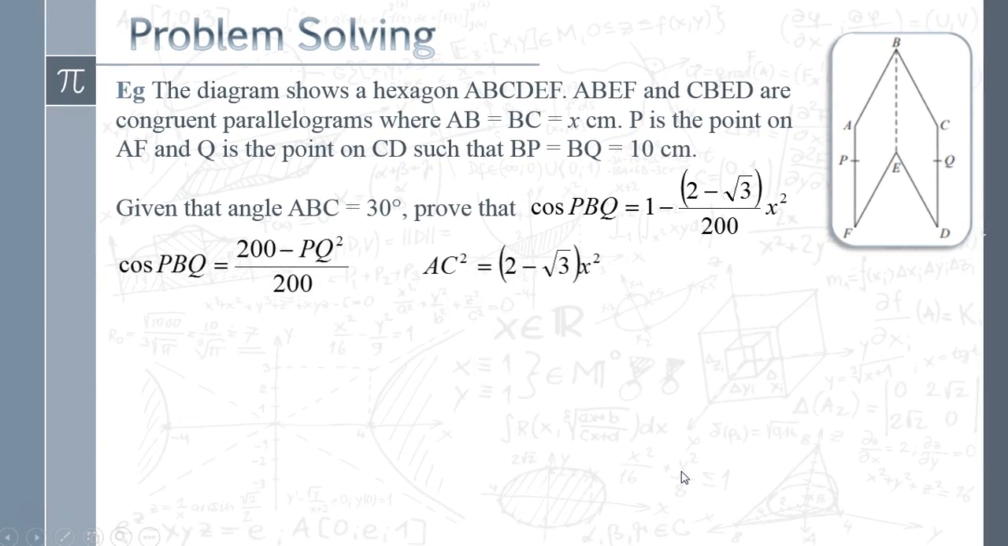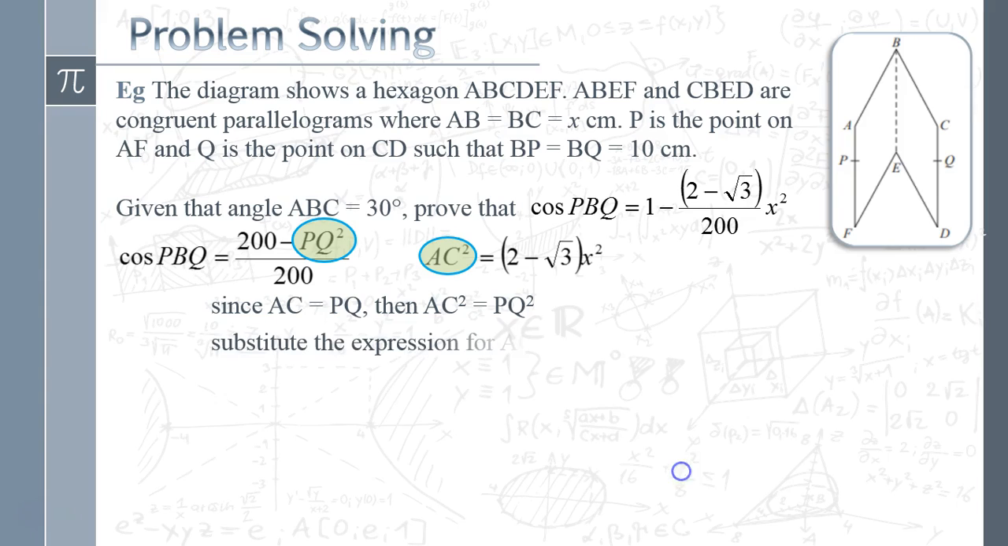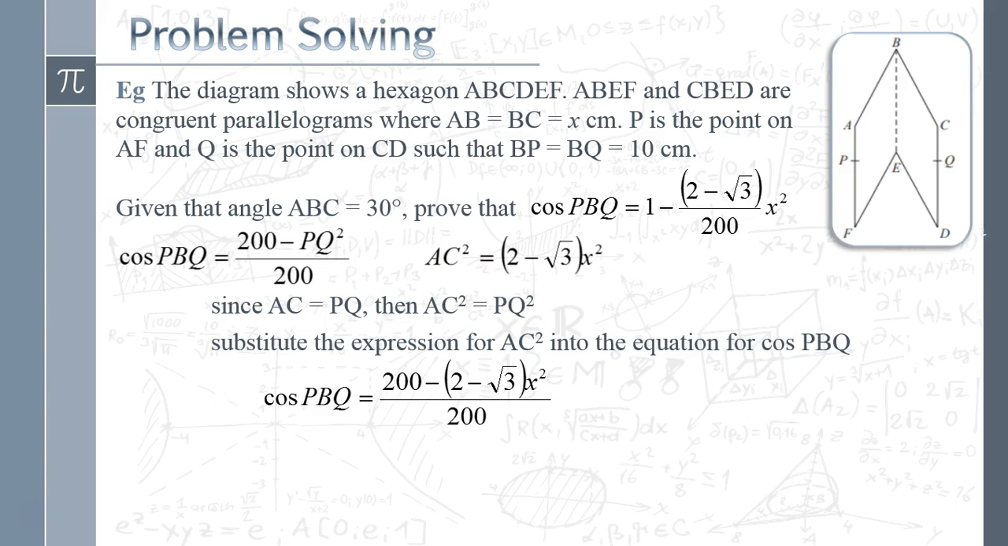So there are the two results that I've got for my two previous triangles. I know that AC equals PQ, so therefore AC squared is PQ squared. All we've got to do is sub our expression in there, so that 2 minus root 3 x squared is going in. And so there we go. Now we're very, very close to where we're heading.